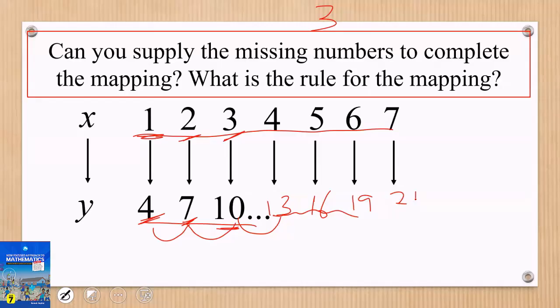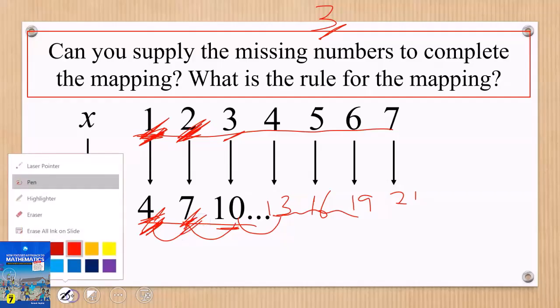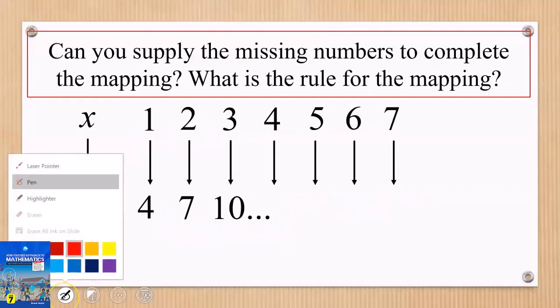So now, what is the rule here? The rule means that to get a 4, something should be done to the 1. If I say plus 3, I am going to get this. But when I come here and say 2 plus 3, I will not get this one. That means it is not just plus 3. Because I have a constant difference of 3, I can think of 3 times 1 is 3, plus 1 is 4. 2 times 3, 6, plus 1 is 7. Good. So I am getting this particular pattern.